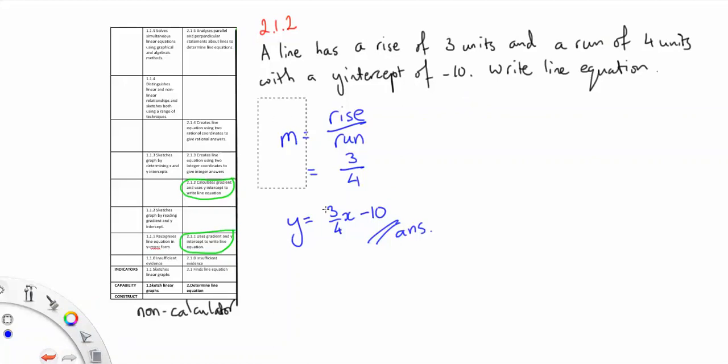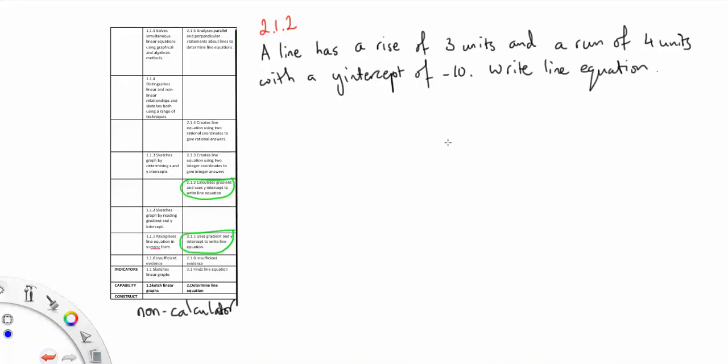So let's try a very similar question. Let's change these units. So what I'm going to do is take this question and very simply rub that out, rub that out, rub that out. Let's say a line has a rise of -12 units, so it's actually going down, and a run of 5 units with a y-intercept of 6. Write the line equation. Pause the video, have a go, and then view the answer. I hope you pause the video.